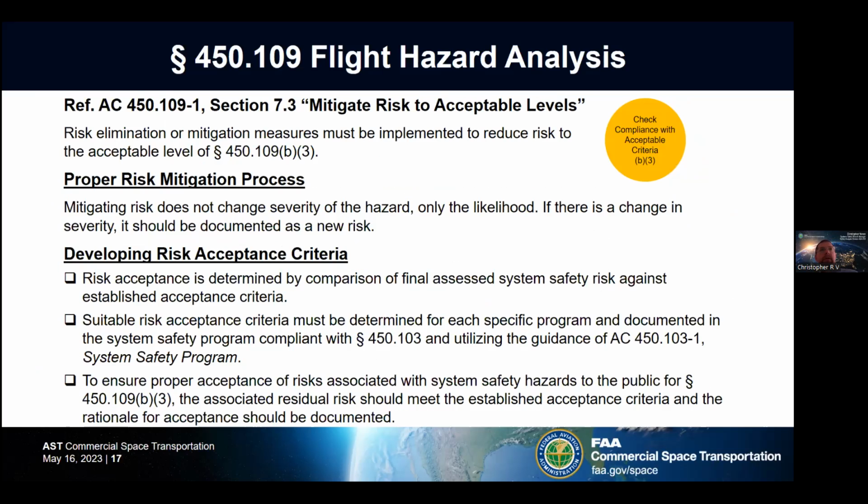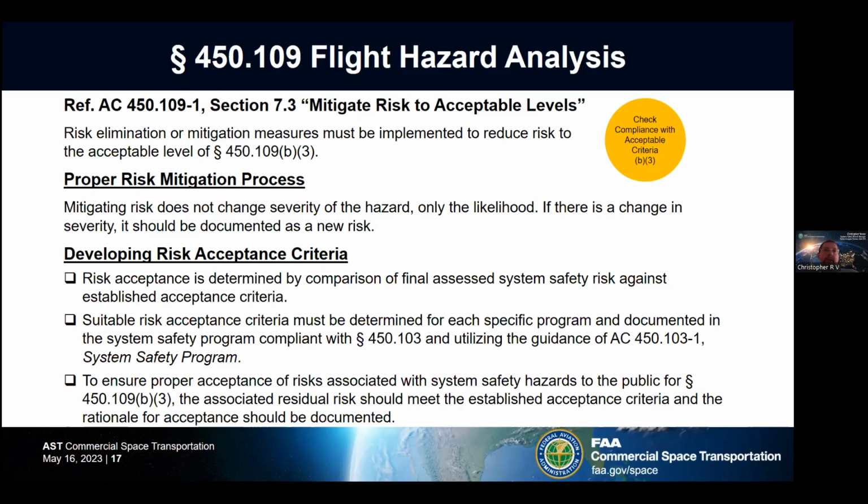Section 7.3 of the AC discusses mitigating risk to acceptable levels. Per B3, the risk elimination and mitigation measures must reduce the risk to the acceptable level. In the proper mitigation process, mitigating risk does not change the severity of the hazard, only the likelihood. If there is a change in severity, it should be documented as a new risk, and that is consistent with traditional system safety.